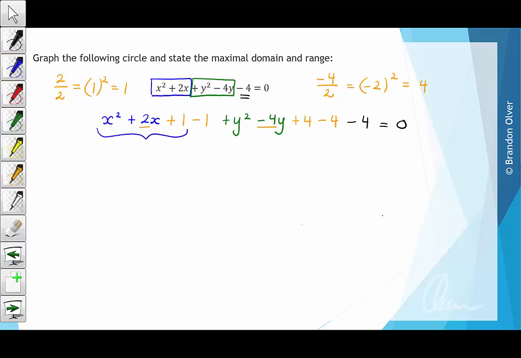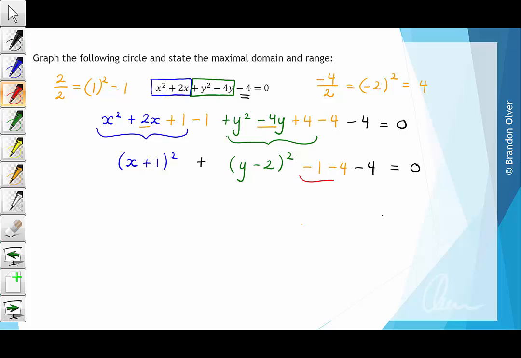The first three terms here become a perfect square. We have x, and then the half b term sits here, so x plus 1 all squared. The same thing happens for y, so the first three terms here become a perfect square, so we have y, and then the half b term, which was minus 2, all squared. Those are added together, and now we've still got minus 1, minus 4, and minus 4 left over, and all of that is equal to 0.